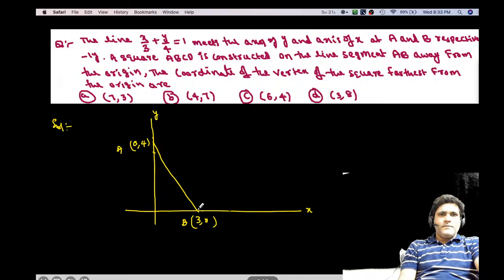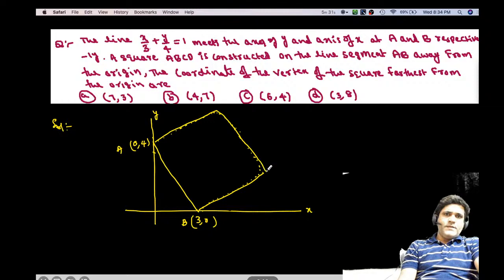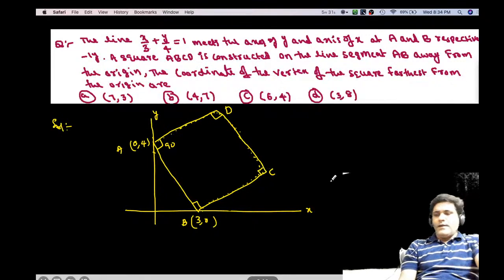AB, the square is constructed. So this is the square ABCD. AB, this is C, so this one is D. So a square means all the angles are 90 degrees. All are right angles. So here this angle is 90 degrees.